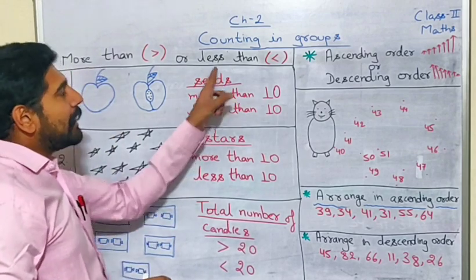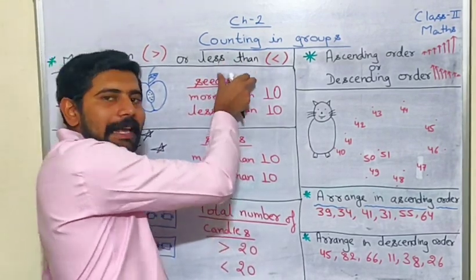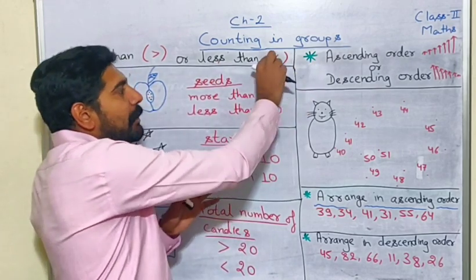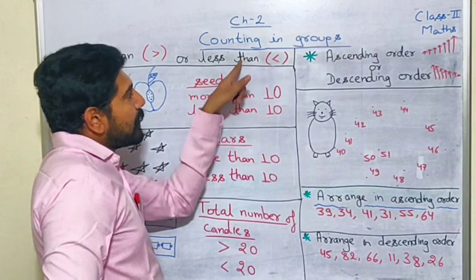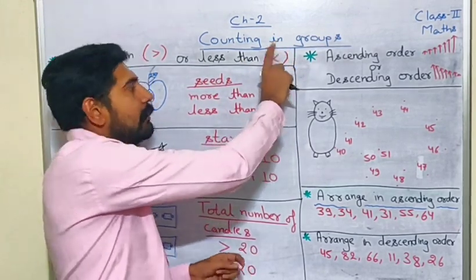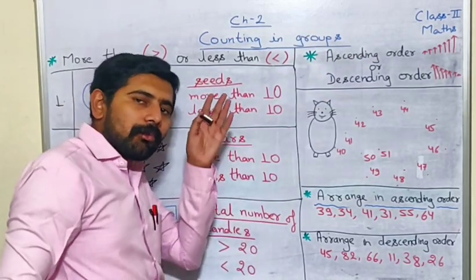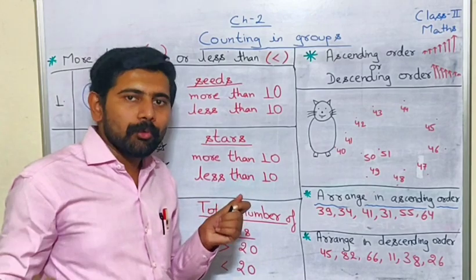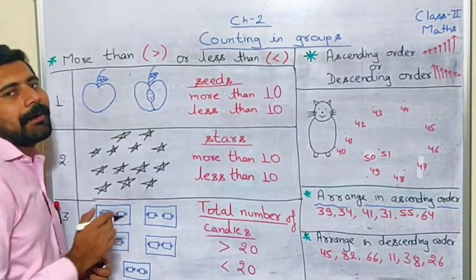Similarly, for less than, suppose a thing is less than the other thing, that means we will close this shape for the object which is less, and we will open this sign where the object is more. For further improvement of the concept, let's have this example.